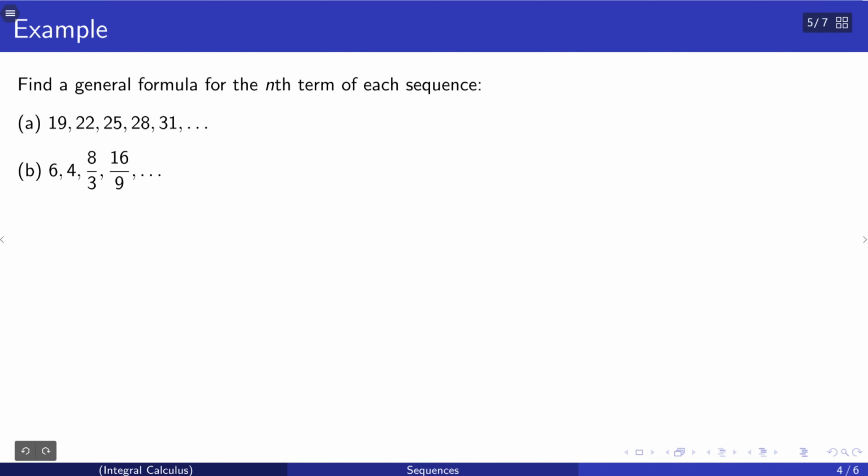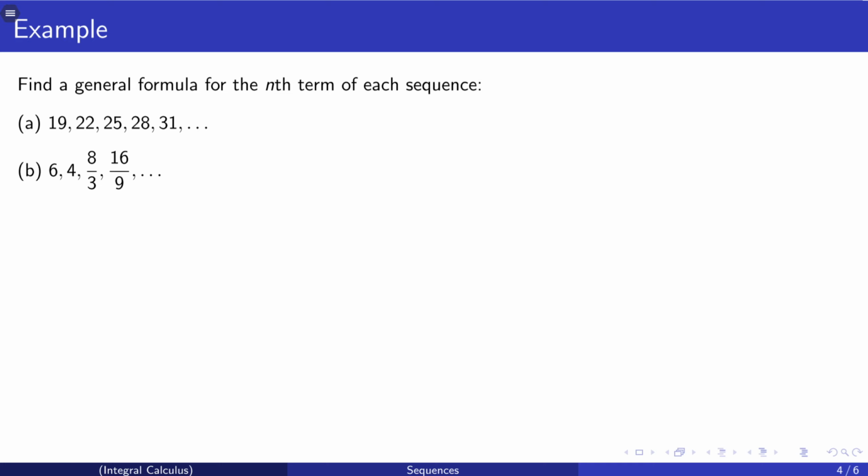And so why don't you try these out for yourself? Pause the video now and try to find a general formula for a sub n. Okay, did you try it? What is a sub n for these sequences?